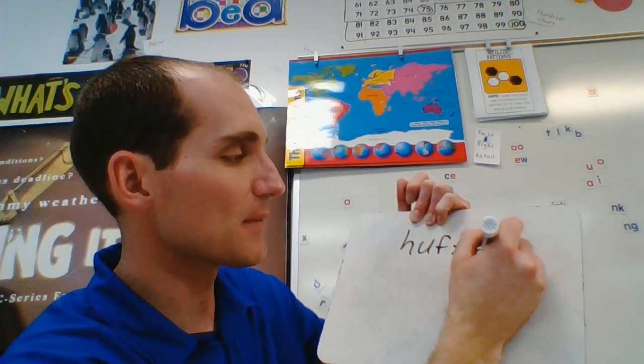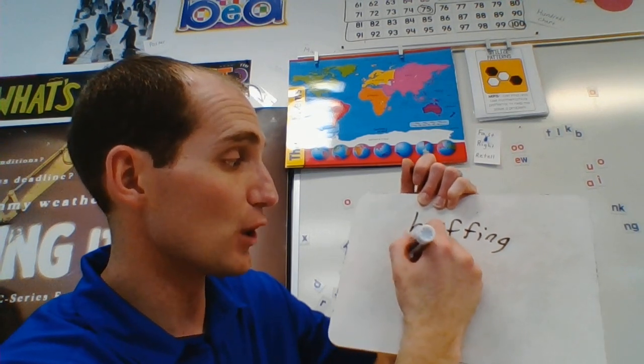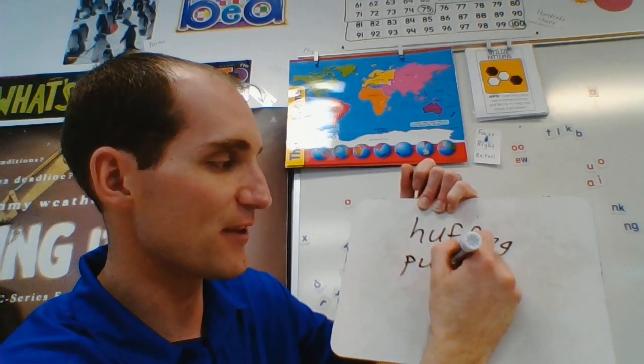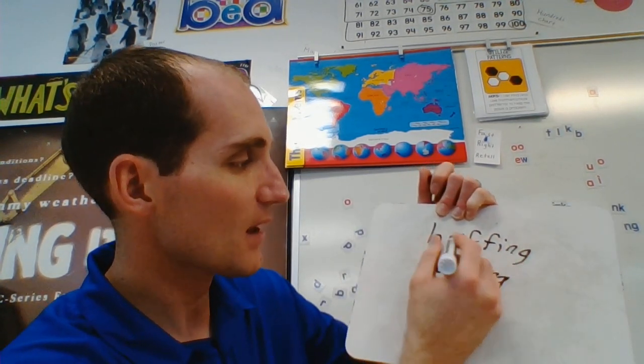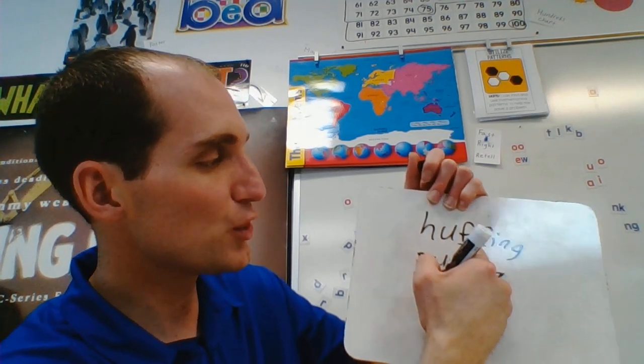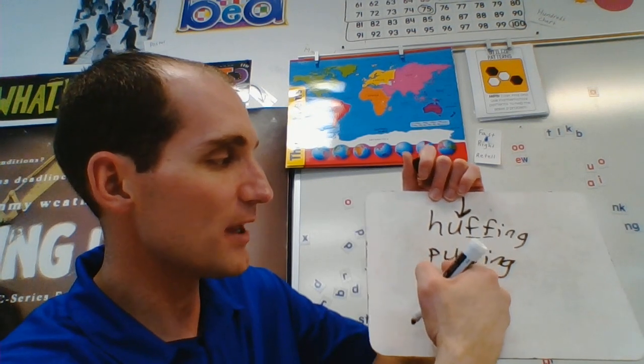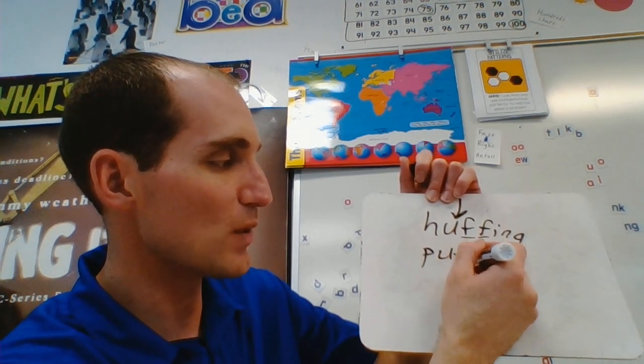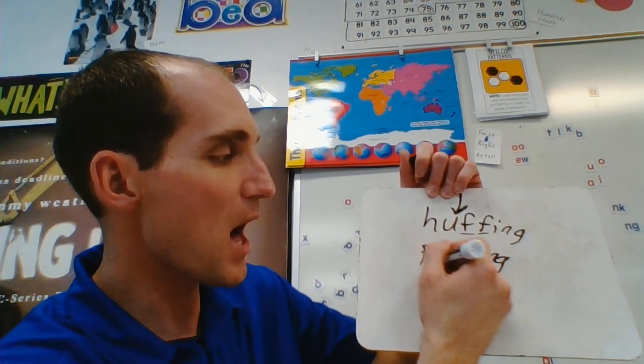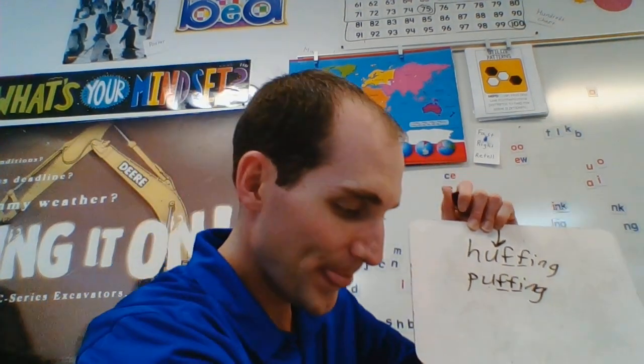The next word, I'm going to put another word that goes with it because we see these words together a lot. Huffing, 2 F's, so we say huffing. Same thing with puffing. There's 2 F's. We say puffing.